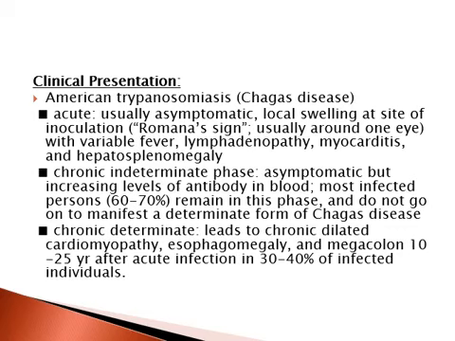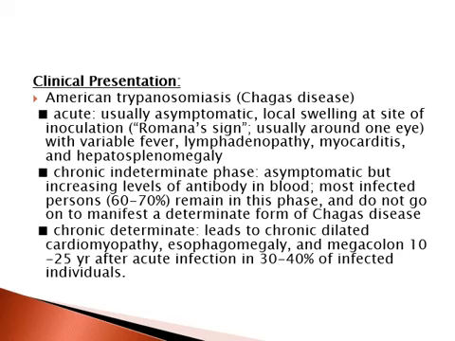The acute stage usually is asymptomatic, but there may be local swelling at the site of inoculation, which we call Romana's sign, usually around one eye, with variable fever, lymphadenopathy, myocarditis, and hepatosplenomegaly. This is the early stage of the disease when the parasite invades tissues. Next is the chronic indeterminate phase, an asymptomatic period, but with increasing levels of antibody in the blood because the trypomastigotes are replicating as amastigotes inside the tissues. Most infected persons, about 70%, remain in this phase and don't go further.